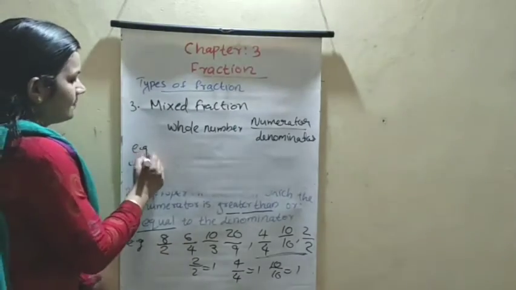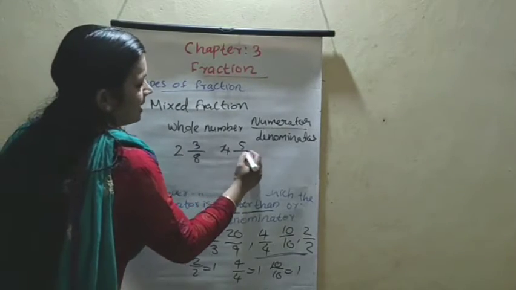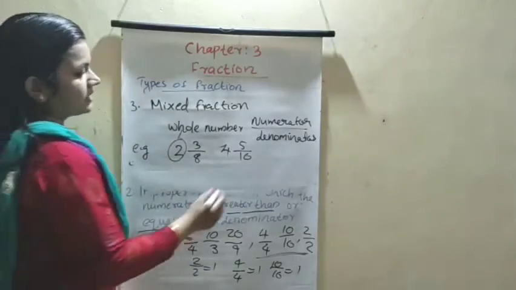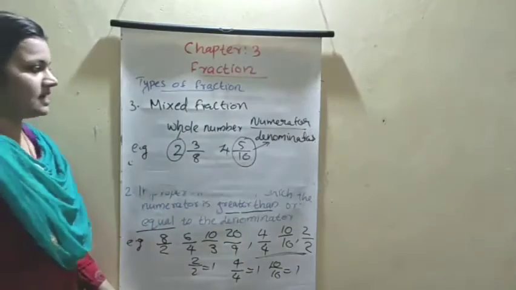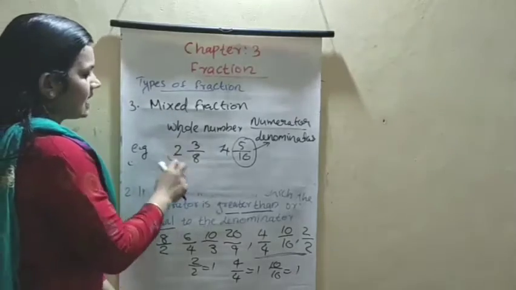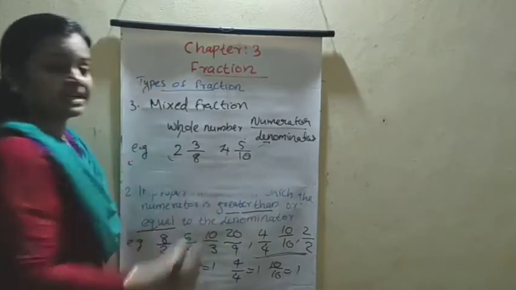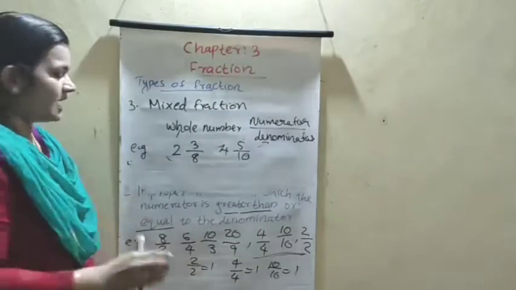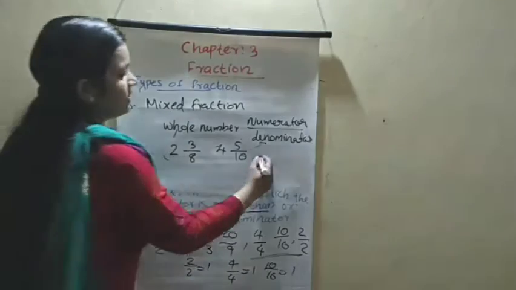So here write the examples: 2 and 3 by 8, 4 and 5 by 10. This is the whole number part. This is the fractional part, with a numerator and a denominator. This type of fraction is called the mixed fraction. Mixed fraction has two parts, whole number part and fractional part. Okay, then we are doing the next.